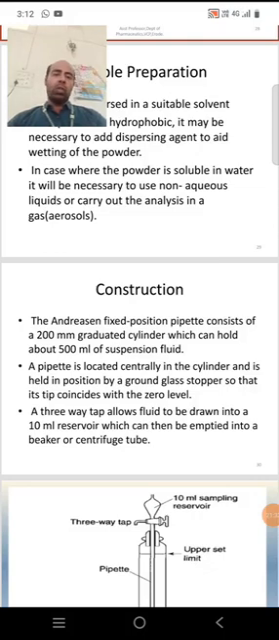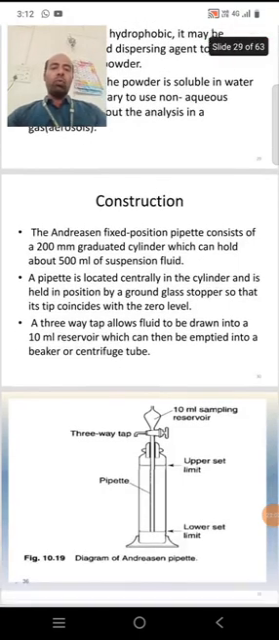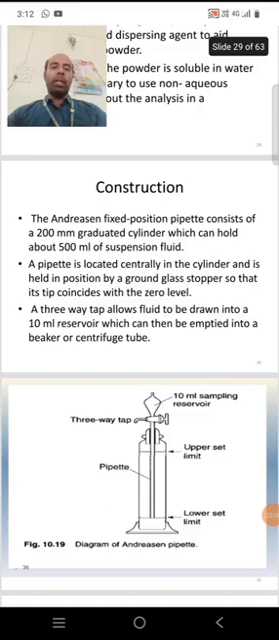In Andreasen pipette construction, the Andreasen fixed position pipette consists of a 200 ml graduated cylinder which can hold about 500 ml of suspension fluid. A pipette is located centrally in the cylinder and is held in position by a ground glass stopper so that its tip coincides with the zero level. A three-way tap allows fluid to be drawn into a 10 ml reservoir which can then be emptied into a beaker or centrifuge tube.